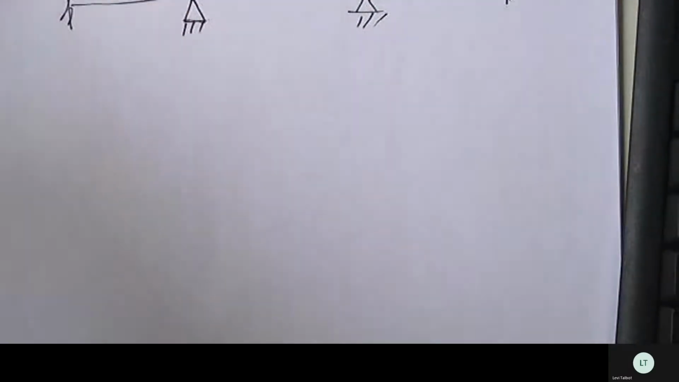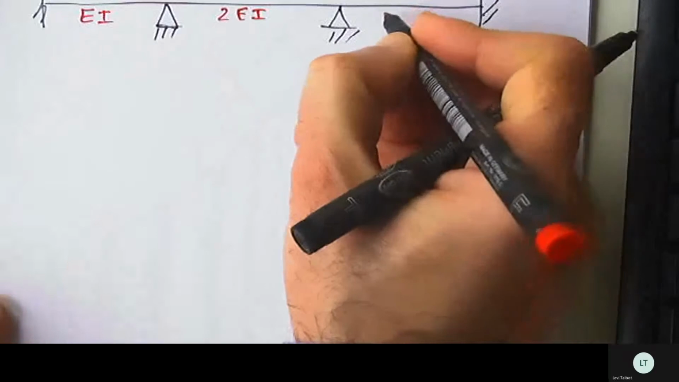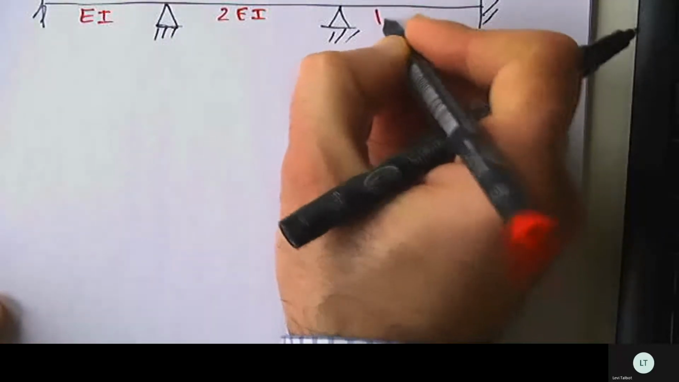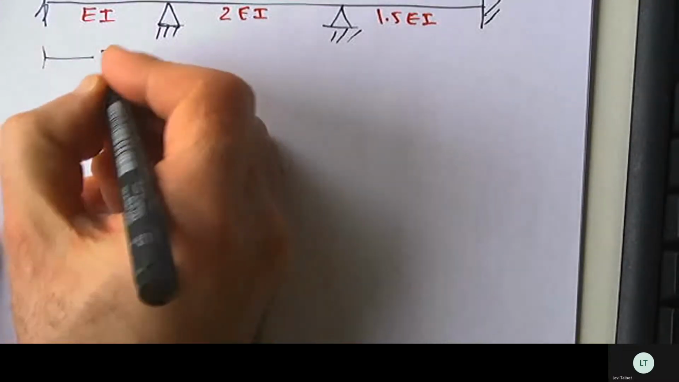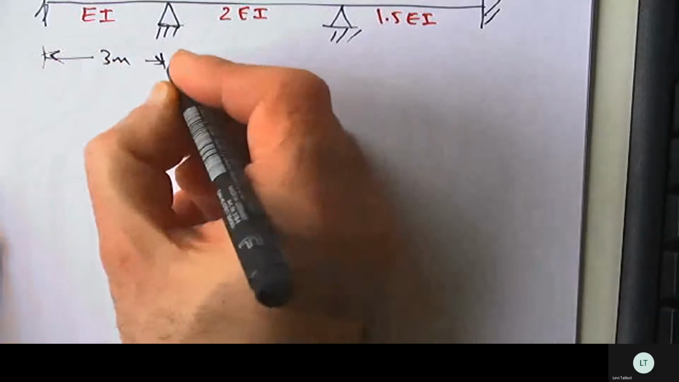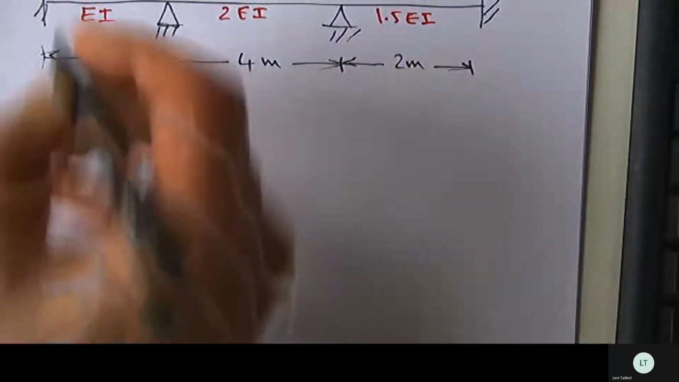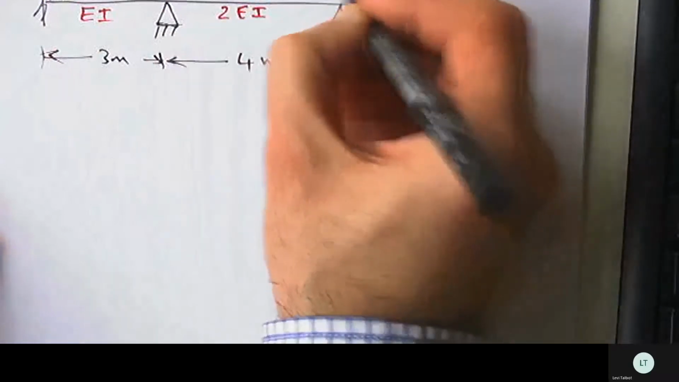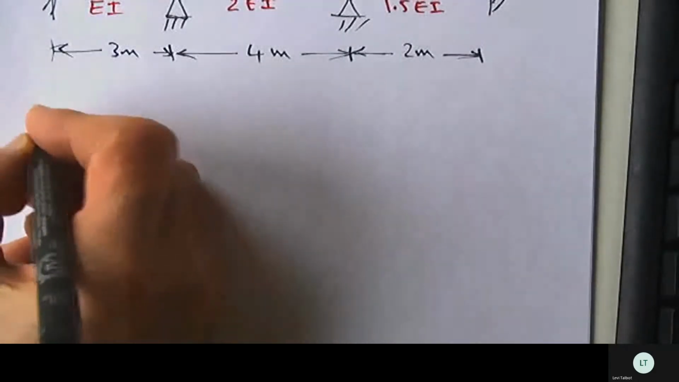This span has got a rigidity of EI, this one has got 2 EI, and this one has got, let's say, 1.5 EI, for example. And let's say this is 3 meters. Let's say this is 4 meters. And for the sake of it, let's say this is 2 meters. And I have A, B, C, D. So we have joint A, joint B, joint C, joint D.